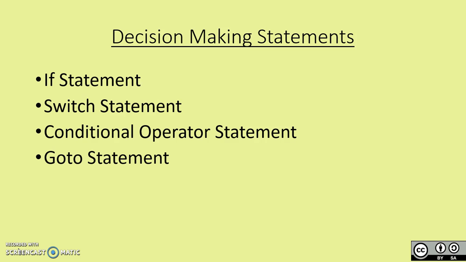C language possesses such decision making capabilities by supporting the following statements: if statement, switch statement, conditional operator statement, and goto statement. These statements are popularly known as decision making statements. Since these statements control the flow of execution, they are also known as control statements.